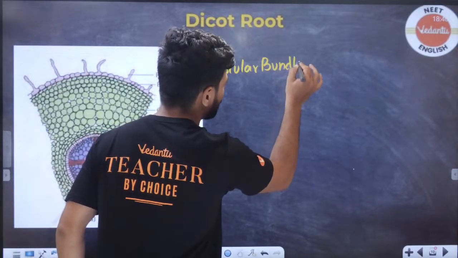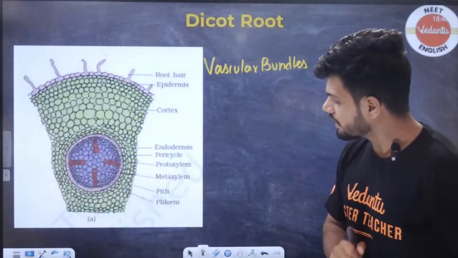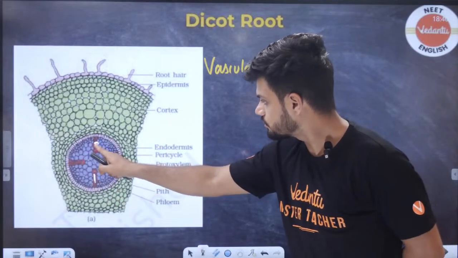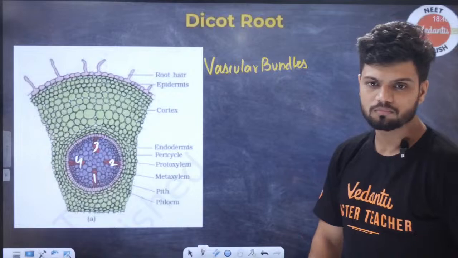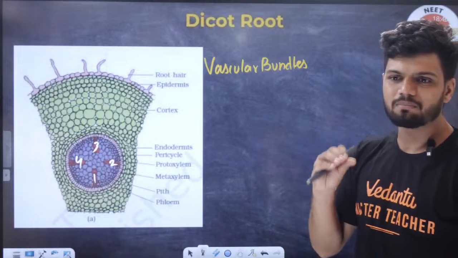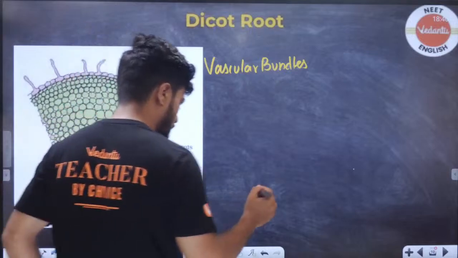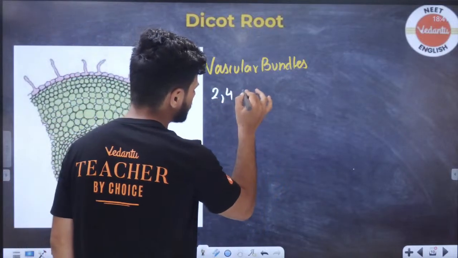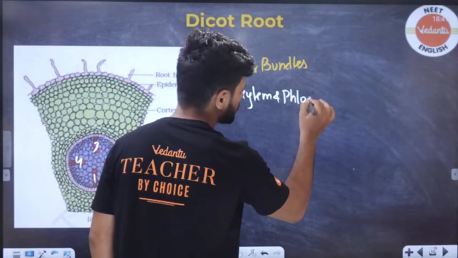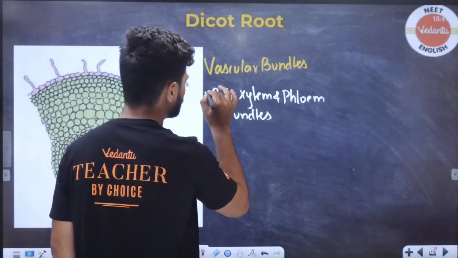How are they arranged in vascular bundles here? Now students, you tell me. Look at the diagram. How many xylem bundles do you see? 1, 2, 3, 4. Yes or no? Like a clock it is. So can I tell the xylem bundles are technically 2 to 4? Yes or no? 2 to 4 xylem and phloem bundles are there.